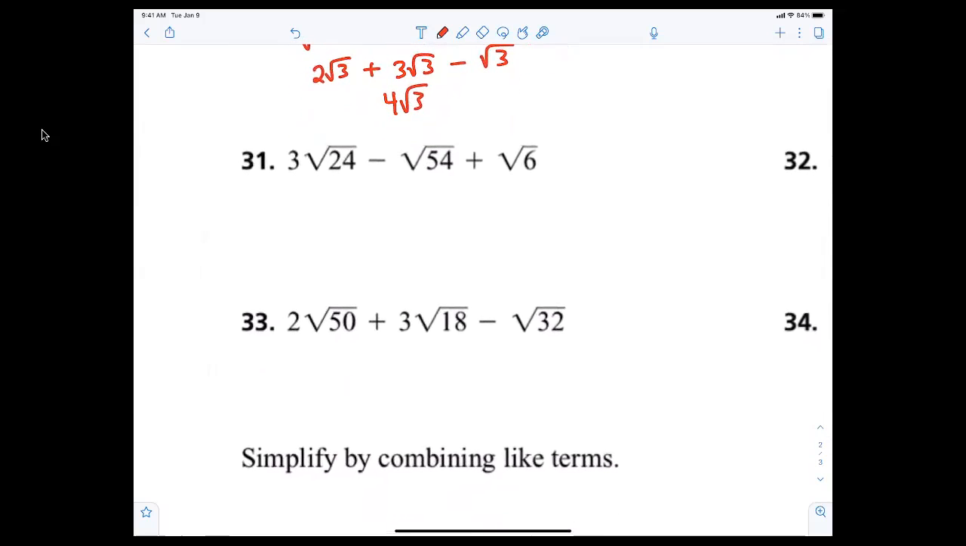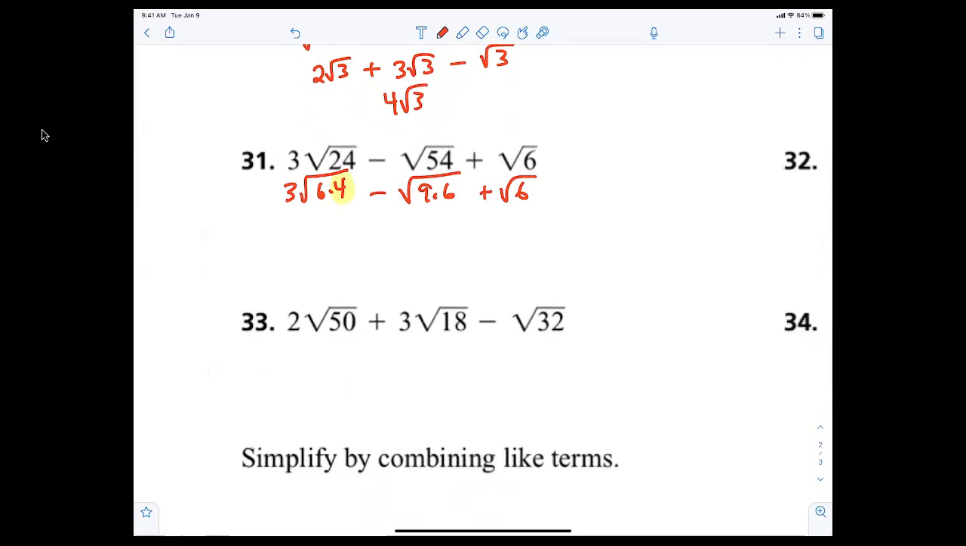So 24 can be 6 times 4. Perfect. 54 can be 9 times 6. Good job. And 6 just be 6. Good. And 9 breaks down to 3. So it'd be 9.